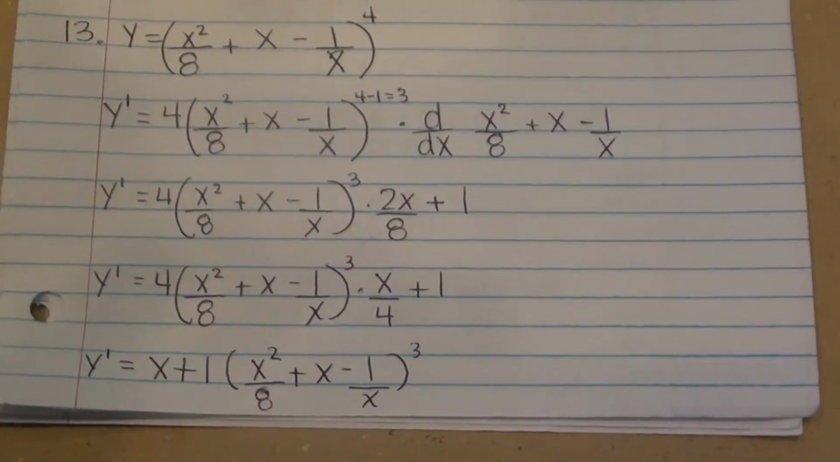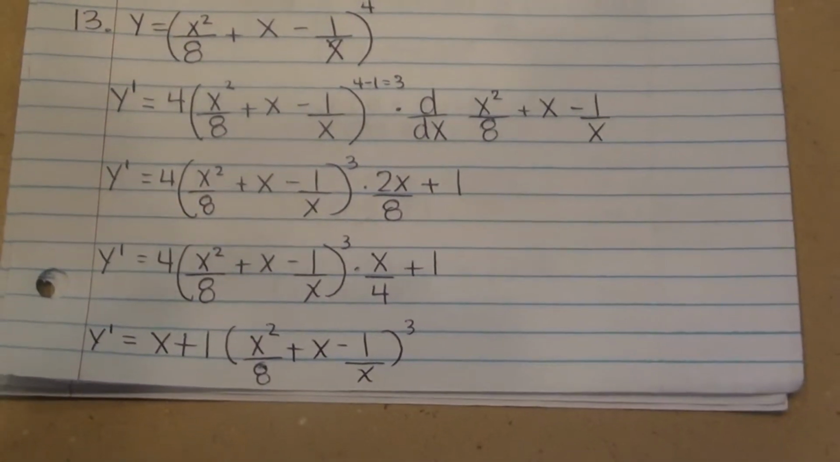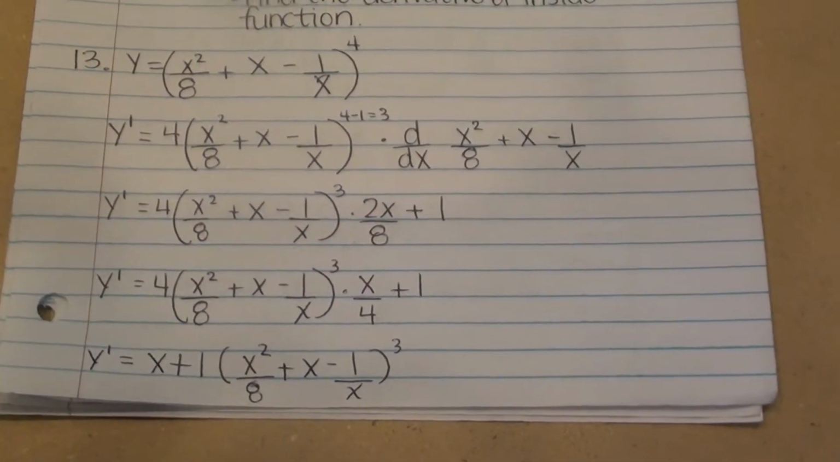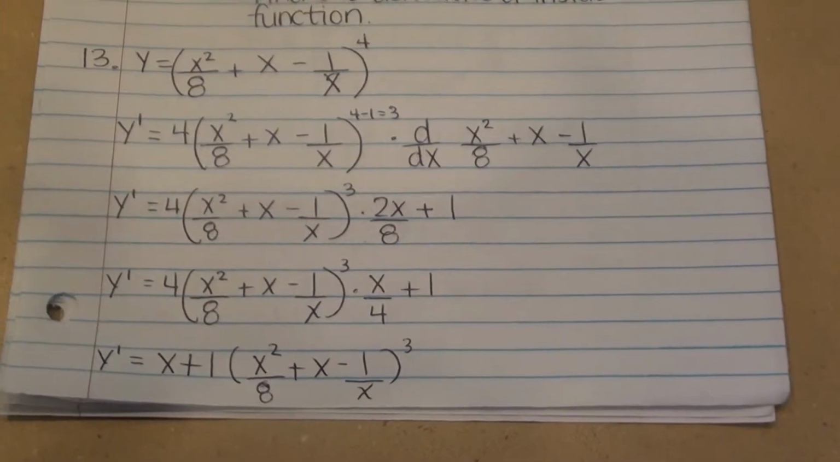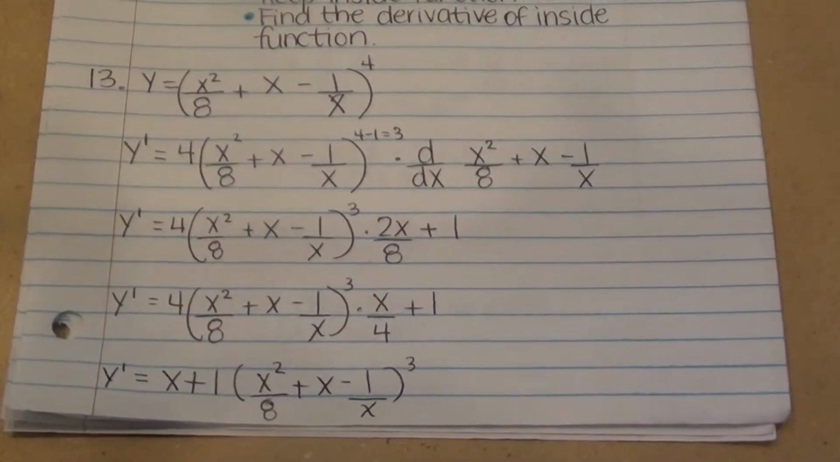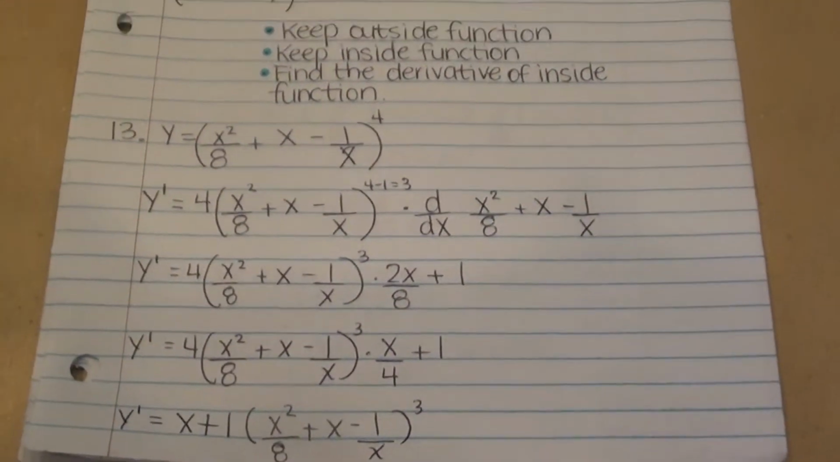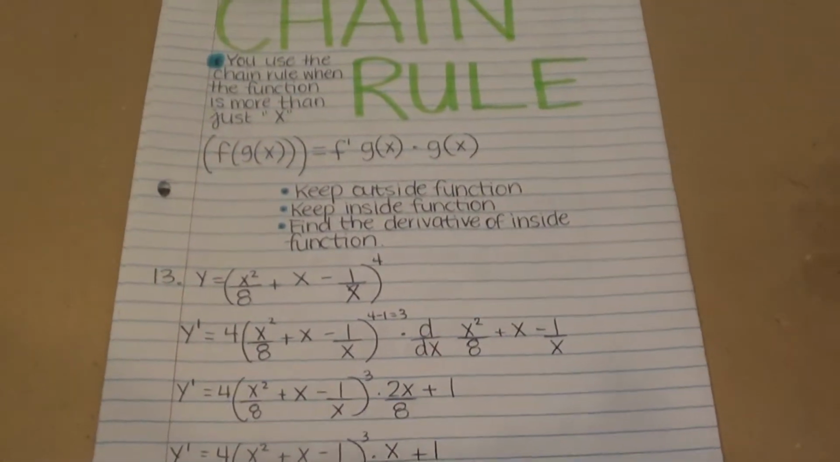And your final answer would be y prime equals x plus 1 times x squared over 8 plus x minus 1 over x to the 3rd power. And that is your chain rule.